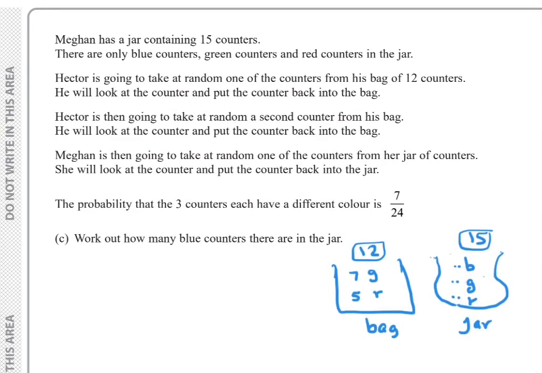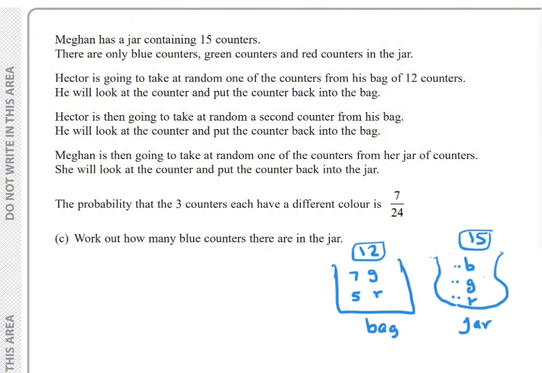So for the bag we have 7 green and 5 red. In total we have 12. For the jar we have number of blue and number of green and number of red, and the total 15. We have 2 from the bag and 1 from the jar. So 2 from the bag to be different color, so 1 green and 1 red. Maybe the first green and the second red, or the first red and the second green. And the third one should be blue, because it cannot be green or red.